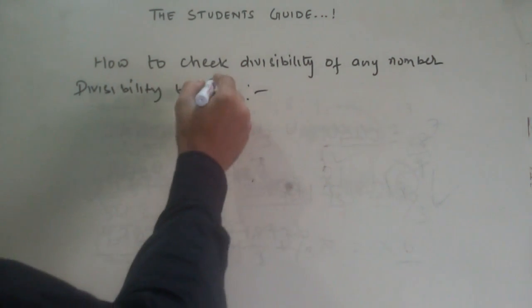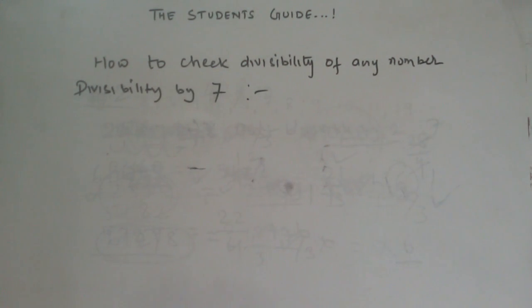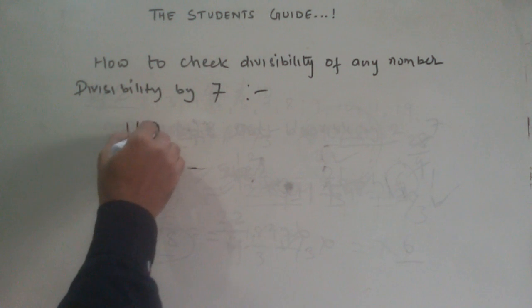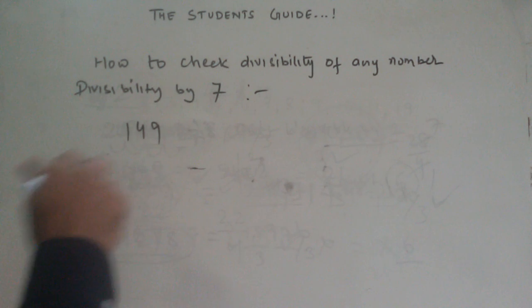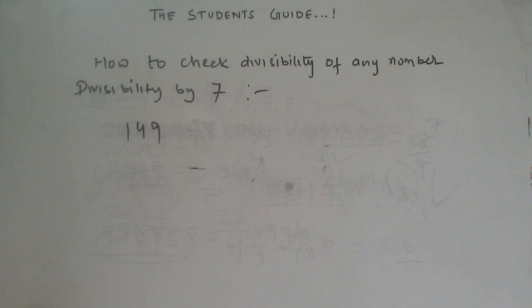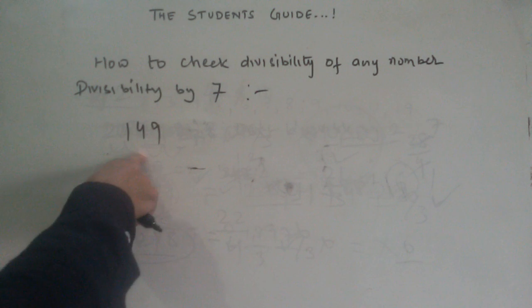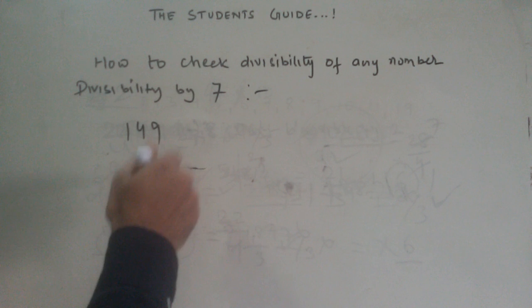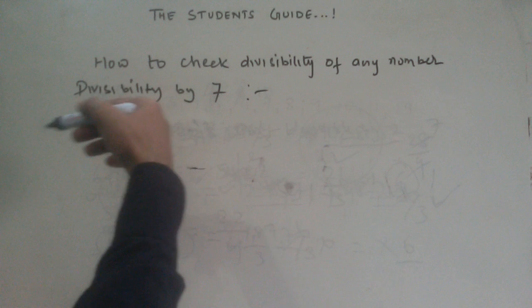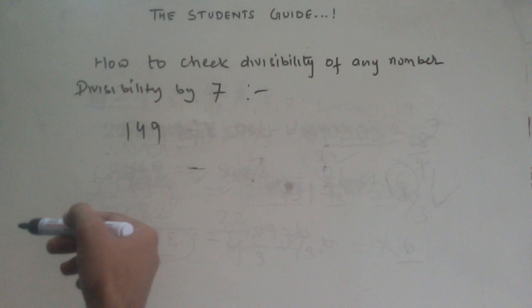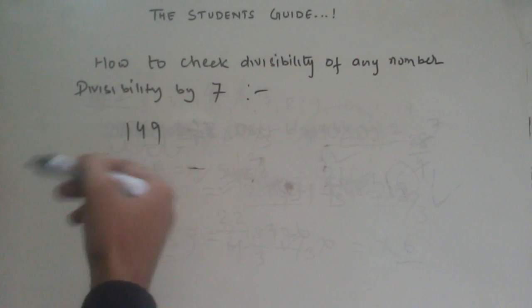Divisibility by 7. So how do we find out if a number is divisible by 7 or not? Let's take an example and then we will discuss. Suppose we are given the number 149. This is a very simple number, and we can easily find out whether it is divisible by 7 or not. We can see that 14 is divisible by 7 and 9 is not, so this number is not divisible by 7. But this was a very small number, so we could easily find out. What happens if we are given a little bigger number?